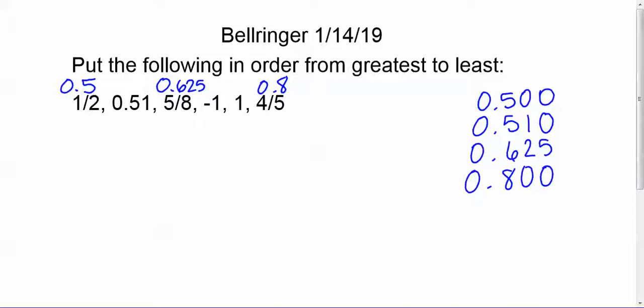Yes. All right. Anyway, so we're going from greatest to least. So out of these numbers, don't forget our whole numbers we have here. What is our greatest number out of this big list? Kaylin? 1. Very good. So 1 should be first.